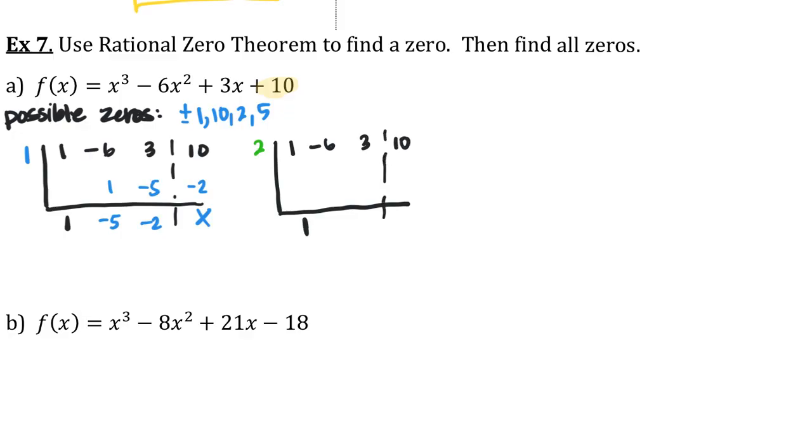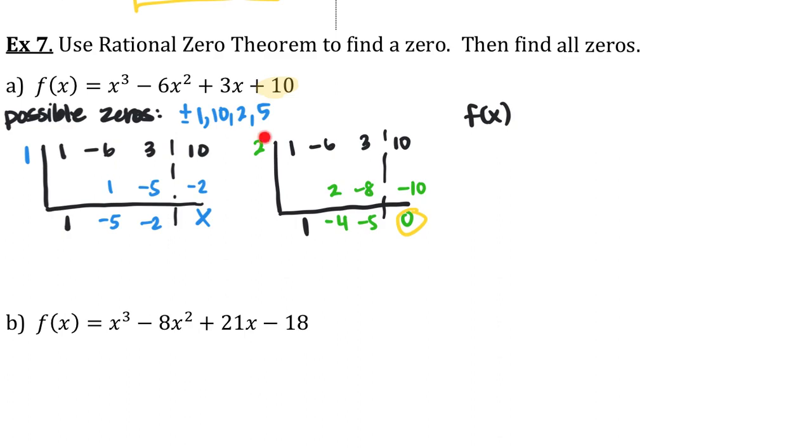Okay, let's try 2. 2, negative 4, negative 8, negative 5, negative 10. There's my 0 right there. Once you get a 0 here, that means you found one of the zeros. So now we're going to factor it using the factor theorem like we did last time.